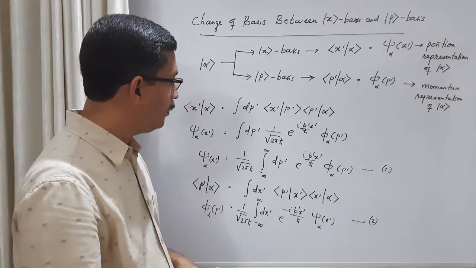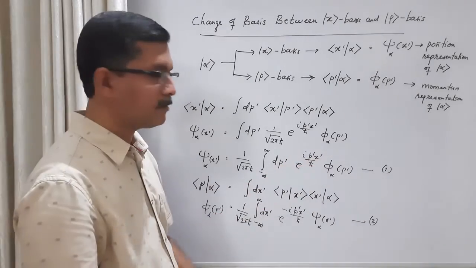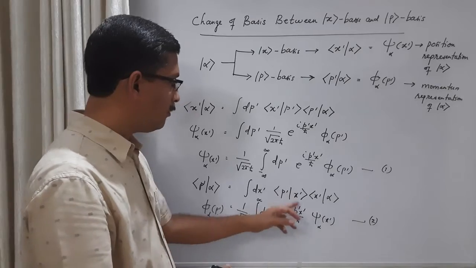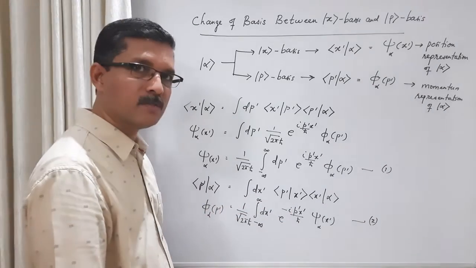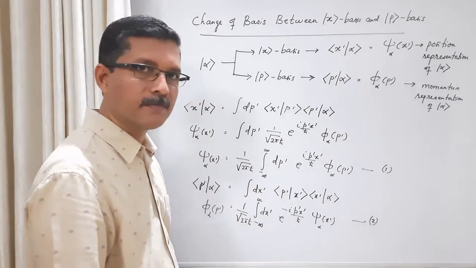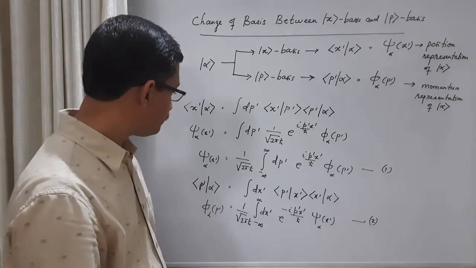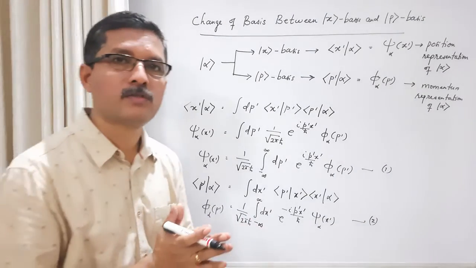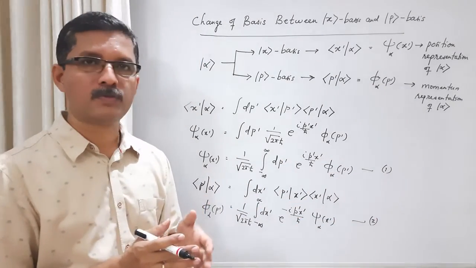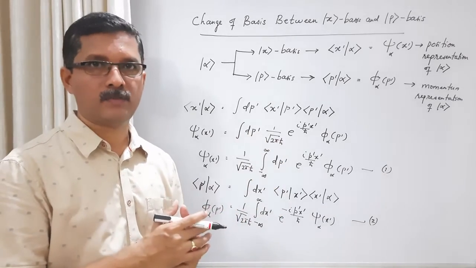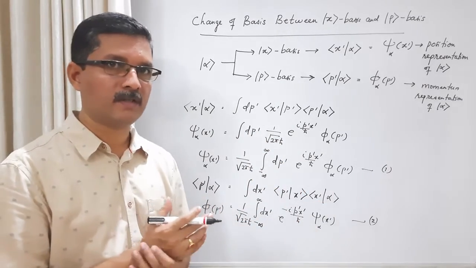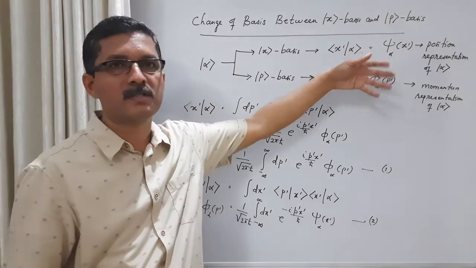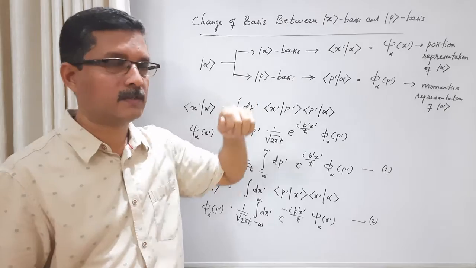Okay, and this is the transformation function, or in the reverse case, it is the complex conjugate of this transformation function, or the dagger of the transformation function. So we can say that moving from position basis to momentum basis, or momentum basis to position basis, is a Fourier transform. The position space wave function and momentum space wave function are Fourier transforms of each other.